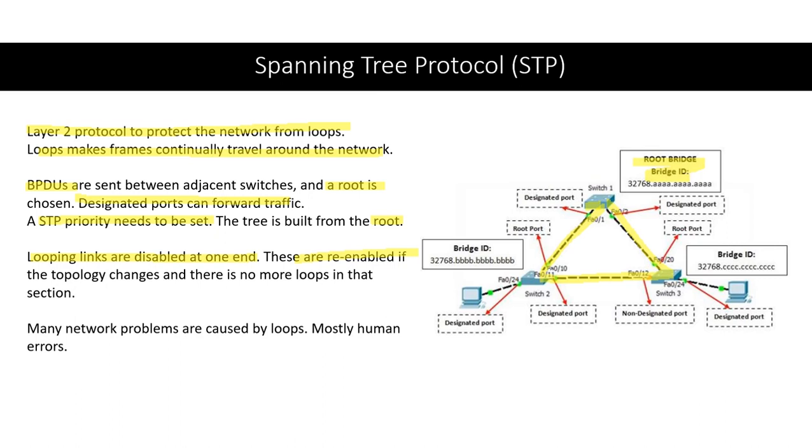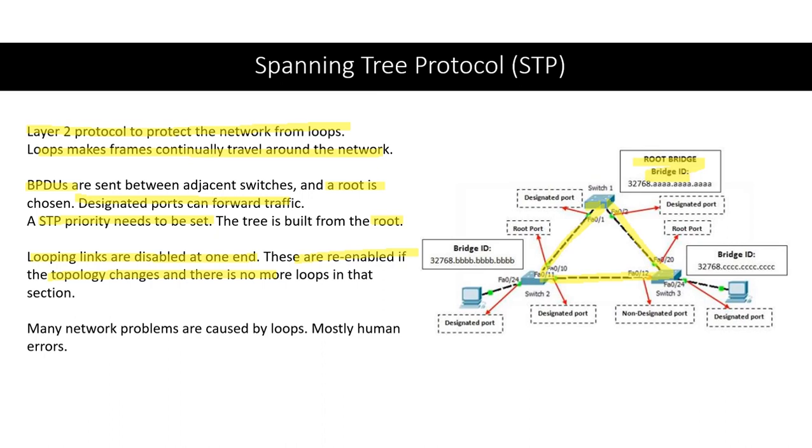Right, so the looping ports are usually disabled on one end. It's not that both ends get disabled, only one end. And if they're required again, in case the topology changes and they're needed again, then this port will be re-enabled.